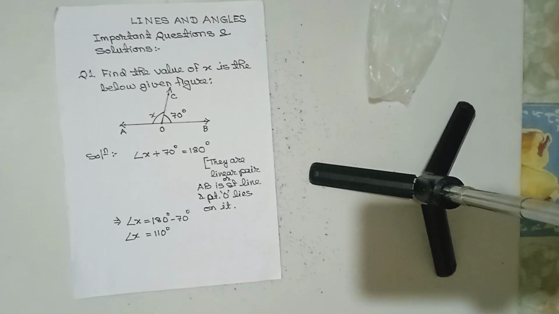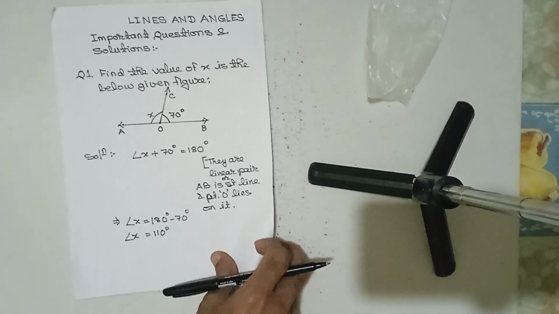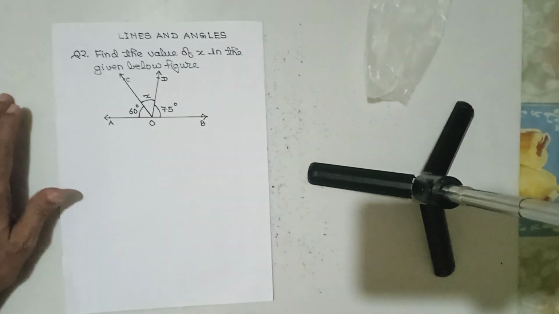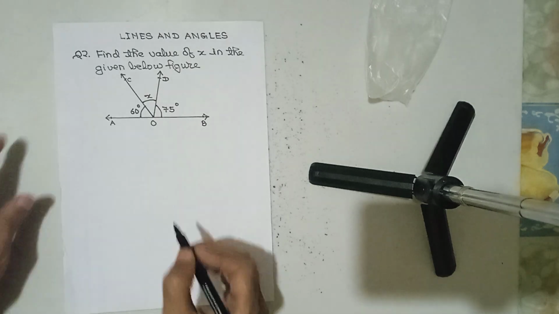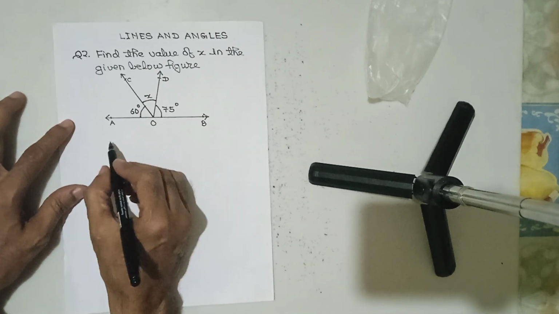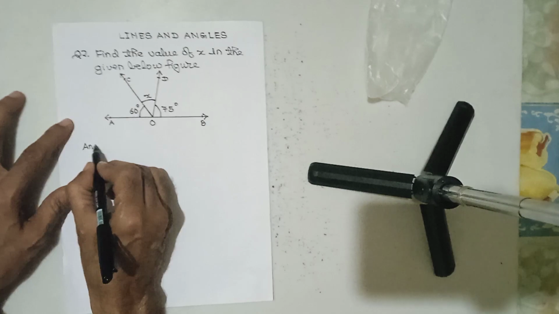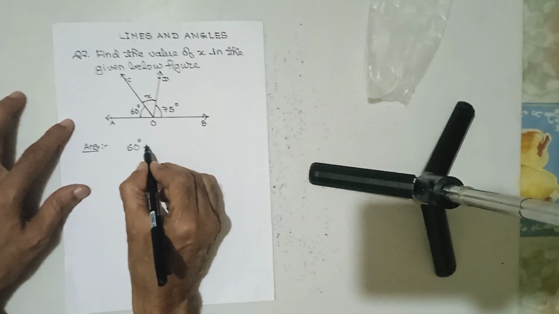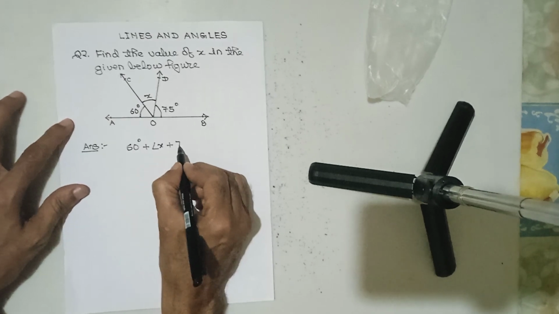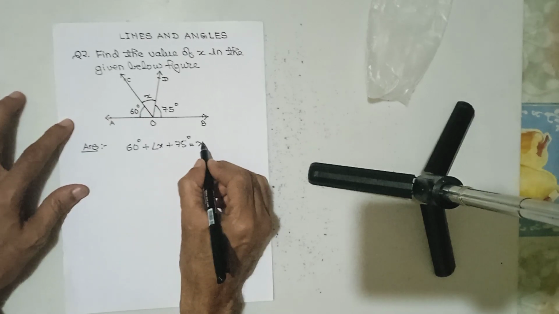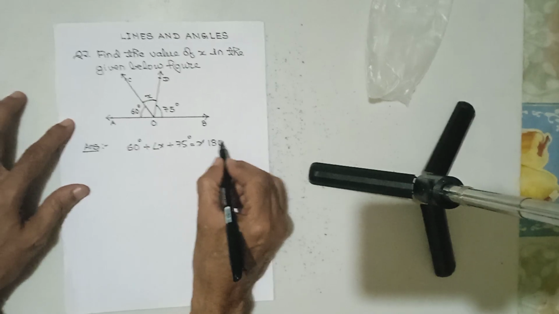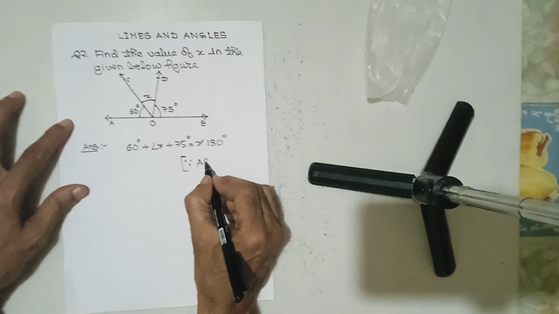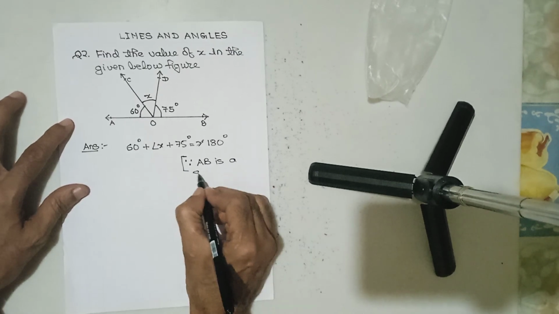Now we will solve another question. Question number 2. Here we have to find the value of x in the given figure. So we will write the answer or solution. Answer: 60 degrees plus angle x plus 75 degrees is equal to 180 degrees. Why? Because, we will write the reason, since AB is a straight line.